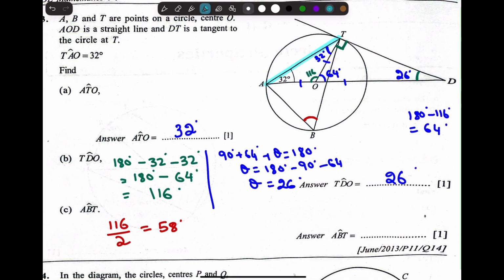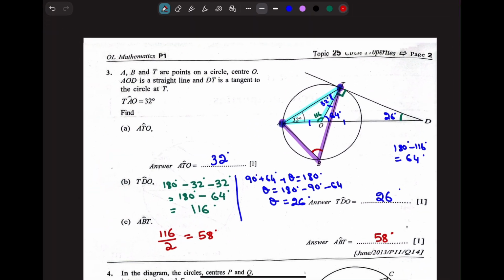So focus on the chord AT. Angles made from the ends of the chord at the center, which is 116. So the angle made at the center is twice the angle made on the circumference. Please notice that angle ABT is being made from the ends of the same chord AT. These are the ends. And therefore, the angle made at the center, since it is twice the angle at the circumference, we're going to divide it by 2 to find the answer for part C, for the last part. Okay?